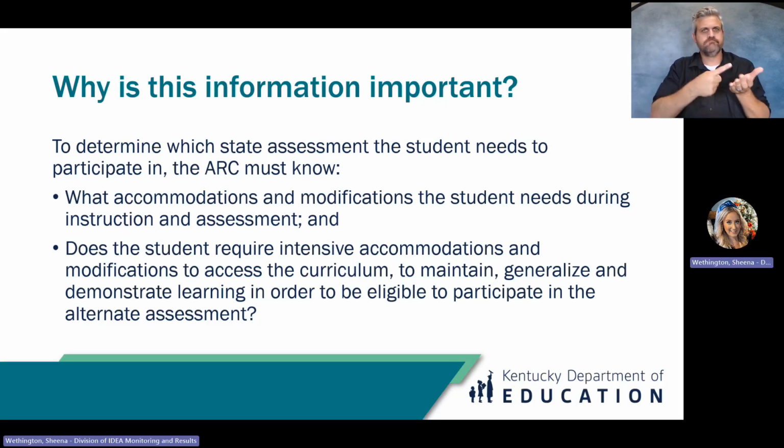So, why is this information important? When discussing participation in the alternate assessment, the ARC must document evidence the student meets Criterion 3 of the Kentucky Alternate Assessment Participation Guidelines. In order for the student to meet Criterion 3, the ARC must determine the student requires extensive direct instruction and intensive accommodations and modifications.